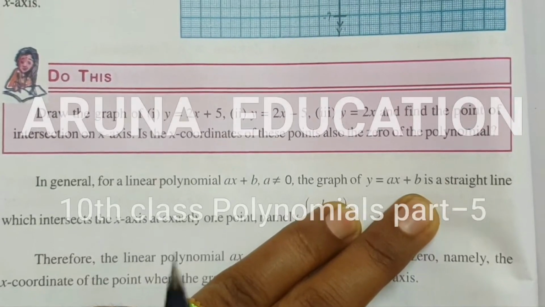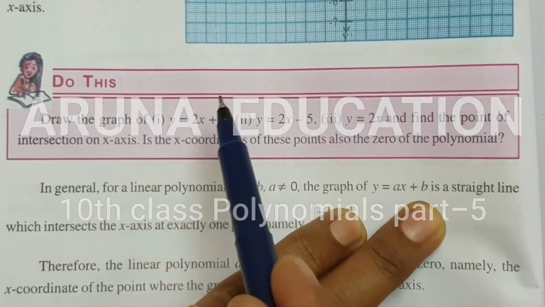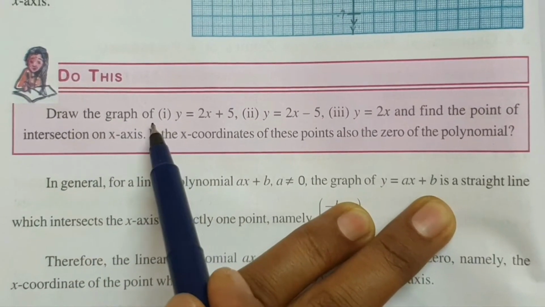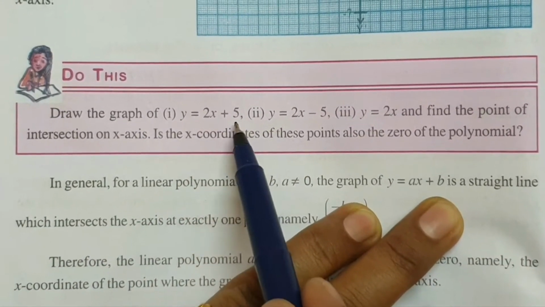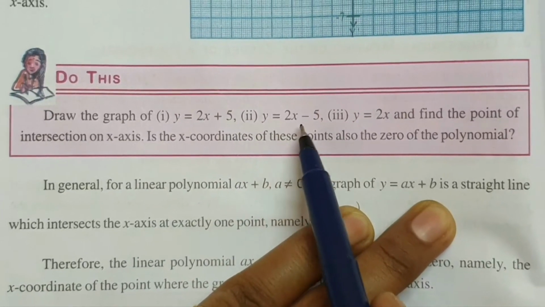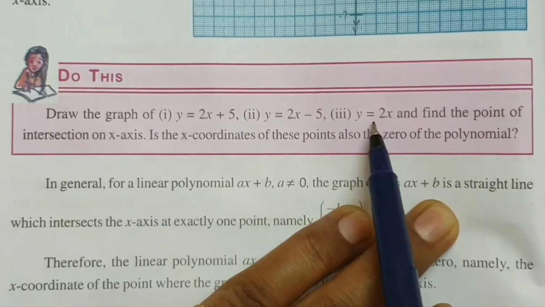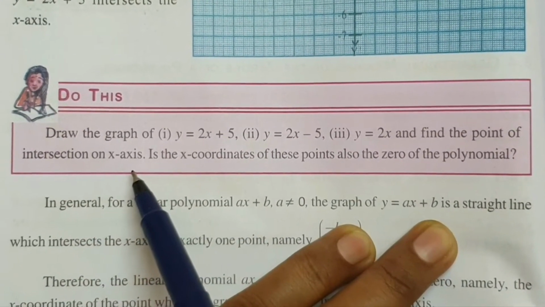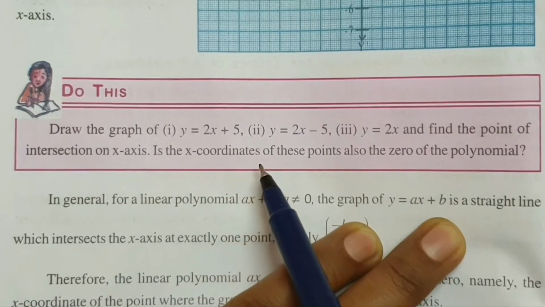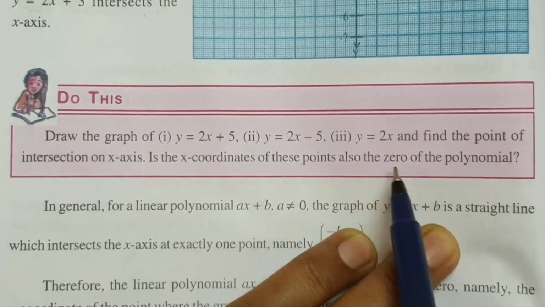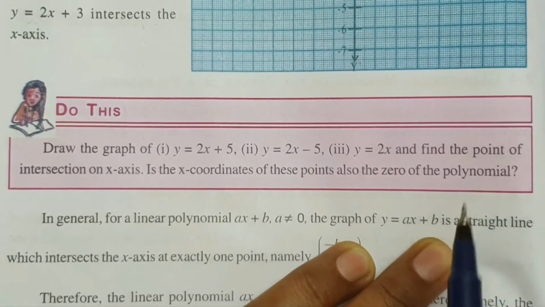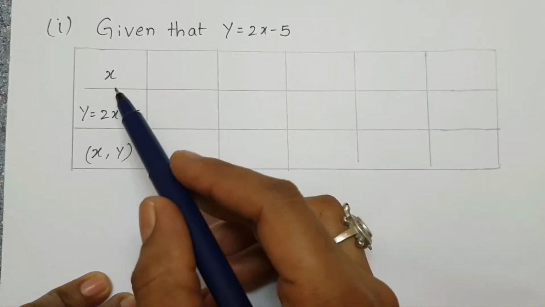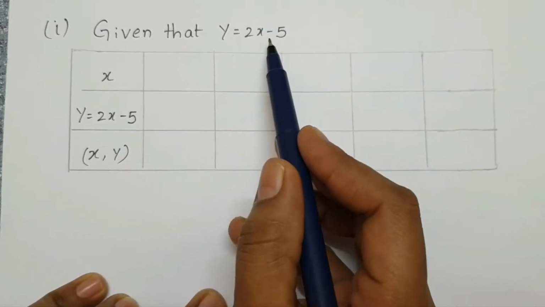Hi students, before the first exercise is completed, now see this. Draw the graph of y equal to 2x plus 5, the second one y equal to 2x minus 5, and the third one y equal to 2x, and find the point of intersection on the x-axis. Are the x coordinates of these points also the zeros of the polynomial? See this graph.